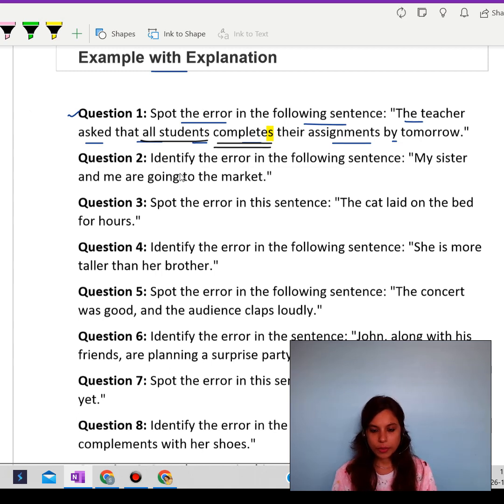Next we have question 2. Identify the error in the following sentence. My sister and me are going to the market. Over here, my sister and me won't be correct because it would be my sister and I are going to the market. So the thing that requires change is this word me. My sister and I are going to the market.